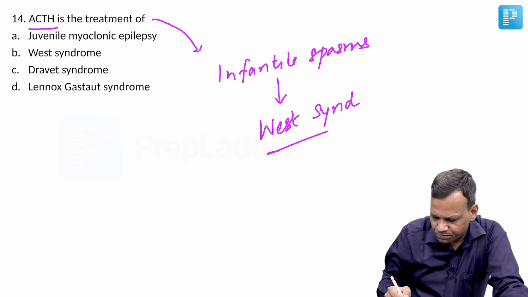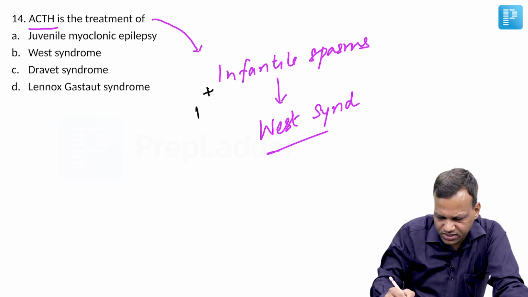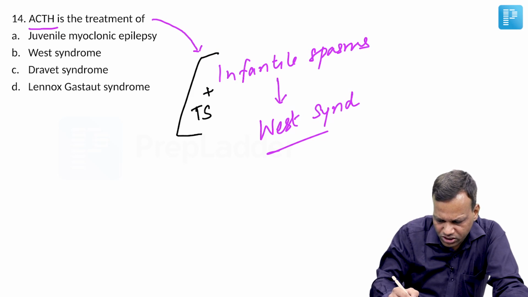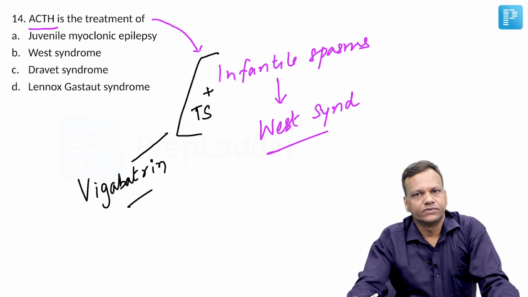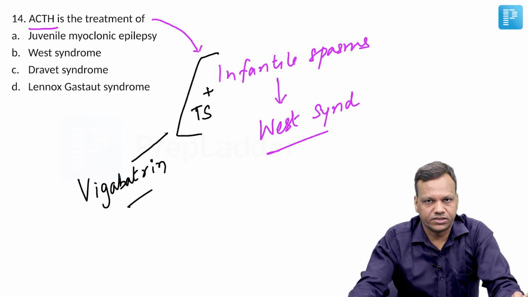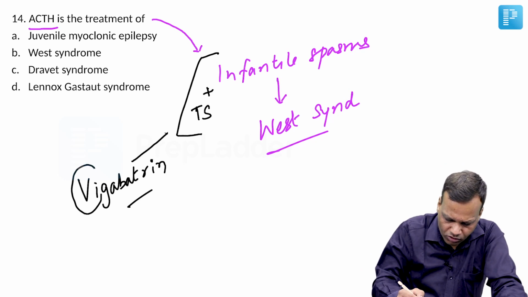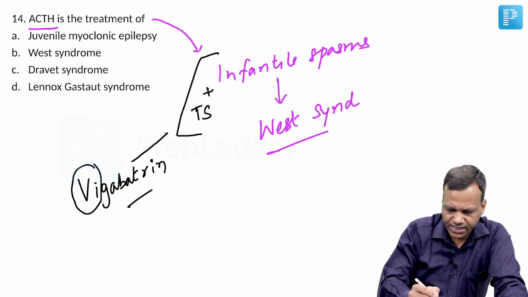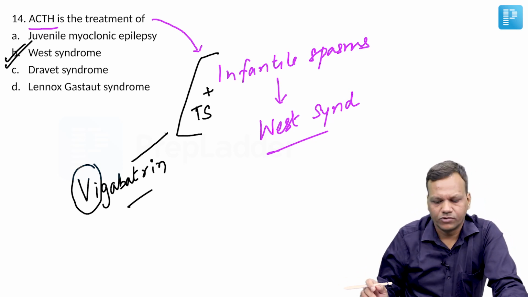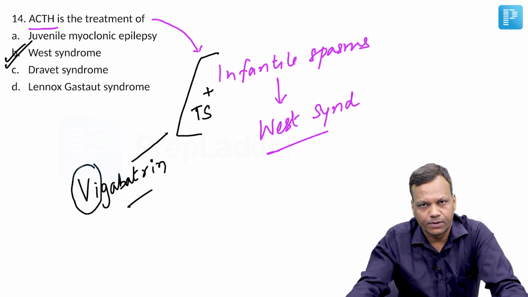But if infantile spasms are associated with the tuberous sclerosis, then the drug of choice becomes vigabatrin. Vigabatrin is drug of choice for infantile spasms in a baby with tuberous sclerosis. Main side effect we all know, it is visual field contraction. Okay. So ACTH answer is West syndrome. Most other syndromes we use valproate.